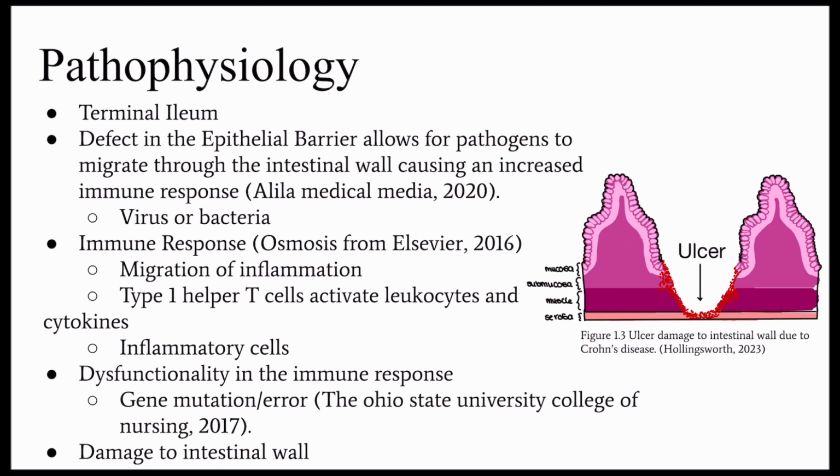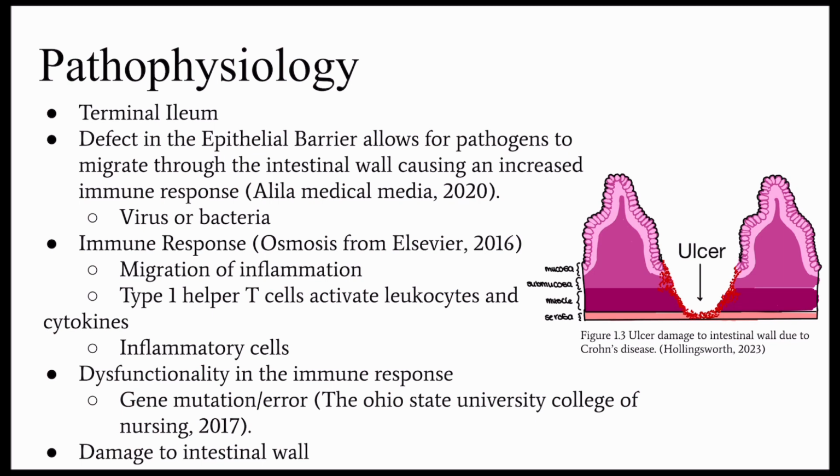The inflammation beginning in the intestinal submucosa due to the immune response eventually crosses the intestinal wall into the mucosa and serosa. Type 1 helper T cells initiate the immune response by activating leukocytes and cytokines, which cause further damage to the intestinal wall. Inflammatory mediators such as prostaglandins and proteases are released by leukocytes, continuing the inflammatory response.